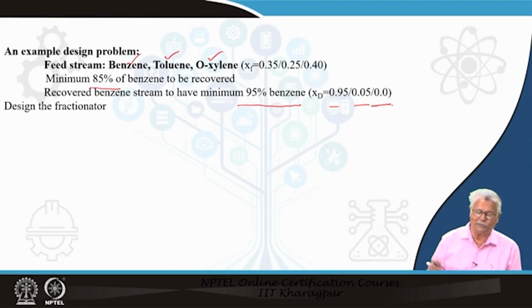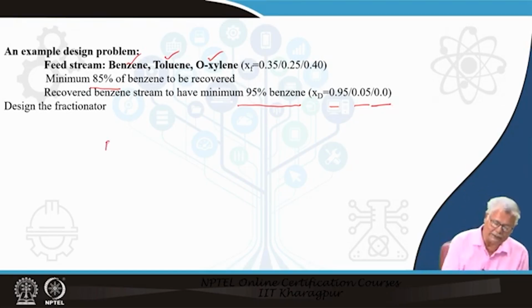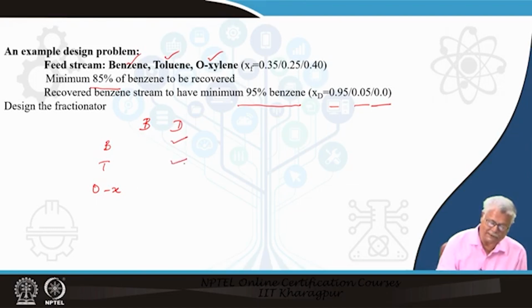So, what we find is we have benzene, we have toluene, we have orthoxylene, and if I look here at the B and the D, benzene is available at the distillate, toluene is available at the distillate. We recover only 85% of the benzene. So, the rest amount of benzene will be present in your bottoms. Naturally, if benzene is present in the bottoms, the heavier ones will be available there too.